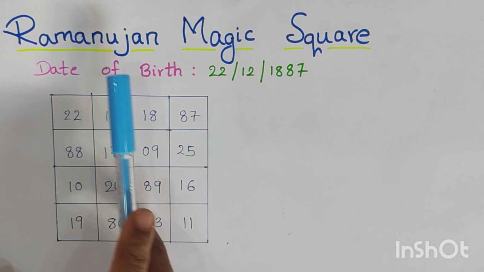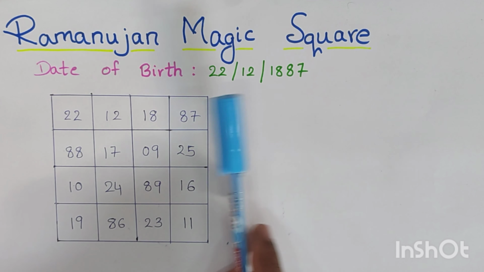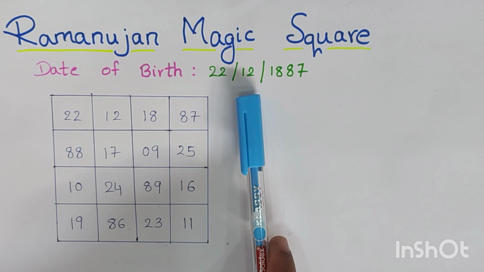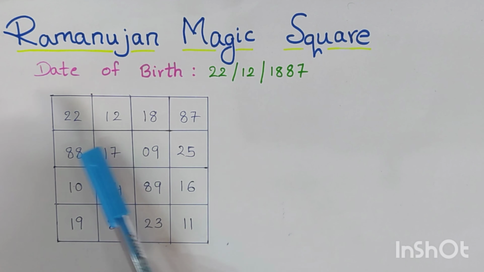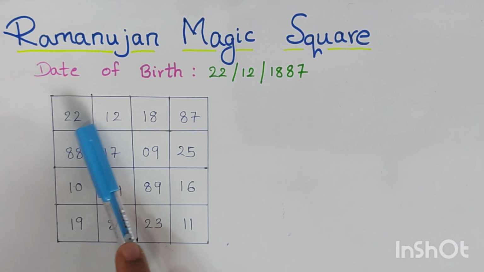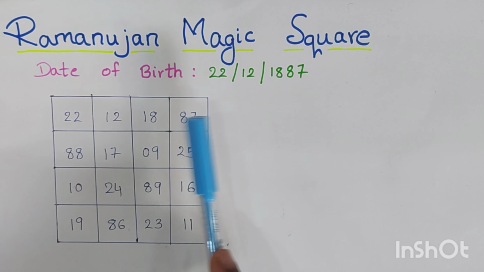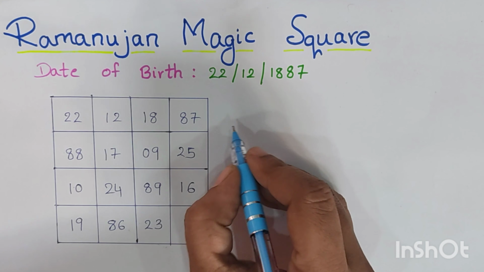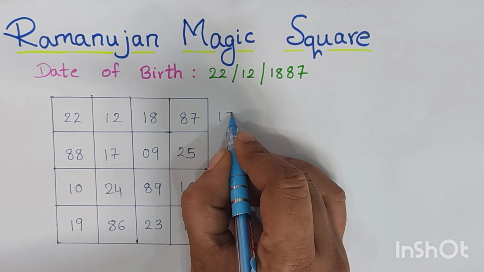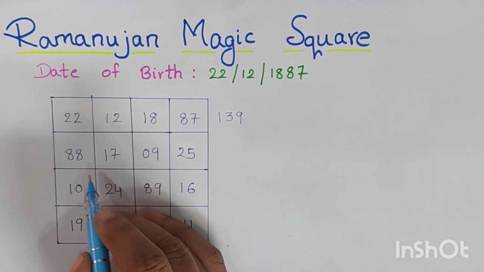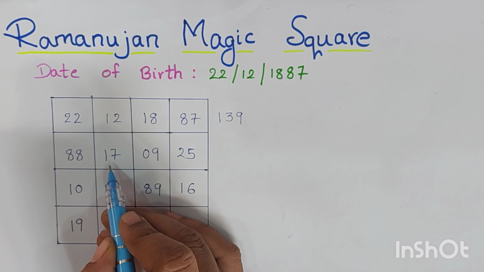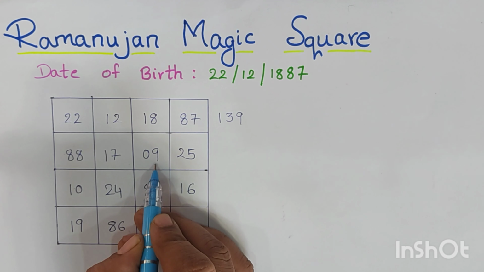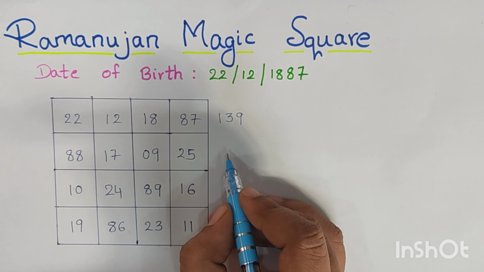Hi, in this video we are going to discuss the great mathematician Ramanujan's magic square. Ramanujan made this magic square by using his date of birth. In this 4 by 4 magic square we can get the same total from any column or any row, or from the diagonal direction also, that is 139.